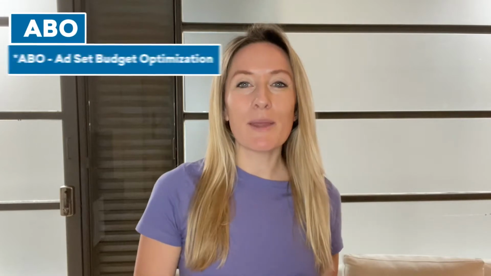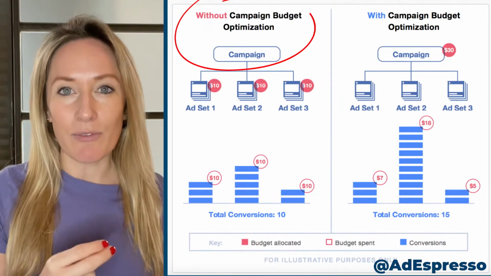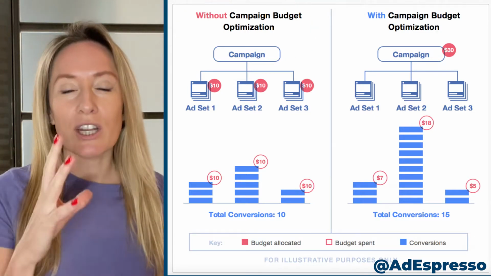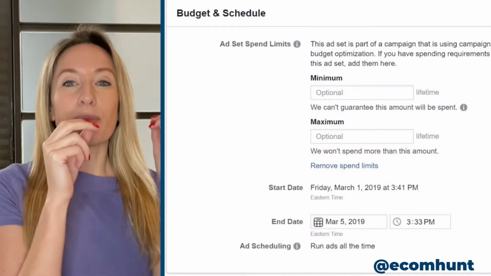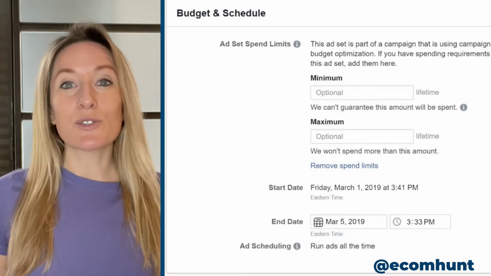So starting with ABO, ABO stands for Ad Set Budget Optimization. This is the way that Facebook always was until about 2.5 years ago or so, whenever CBO was introduced, or Campaign Budget Optimization. Essentially, ABO is just setting your budget on the ad set level. You set up your campaign, you have your campaign objective, but then you control the budget on the ad set level. So when you set a particular budget for an ad set, it gives Facebook control over creatives. They can still choose which creatives they want to run, but they can't just choose amongst your ad sets. They have to spend the budget, whatever you've determined at that particular ad set.